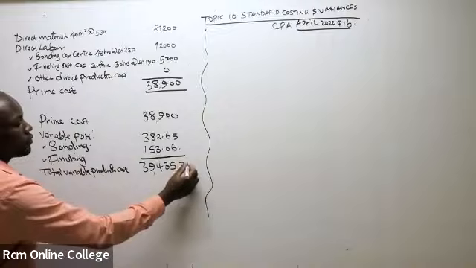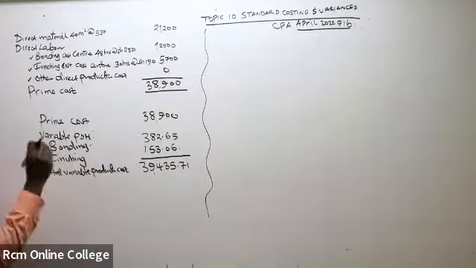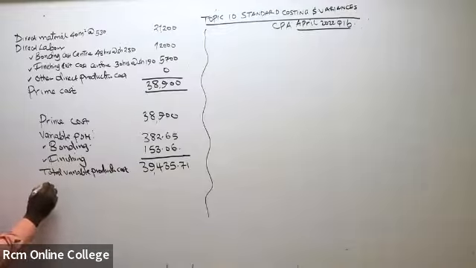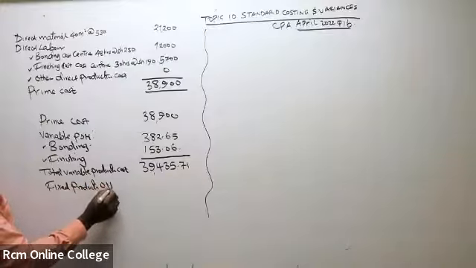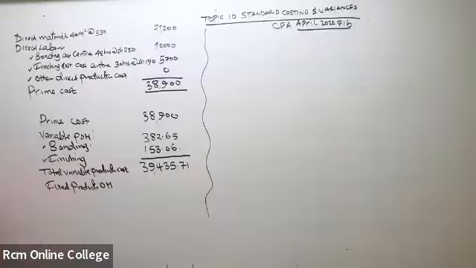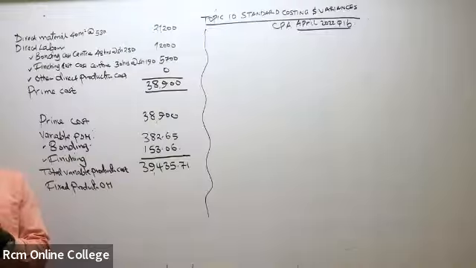39,435.71. That's our variable production cost. Then to the variable production cost, we bring in fixed production overheads, which in most cases you'll find that they are normally absorbed based on the number of units. So let's look at the fixed production.